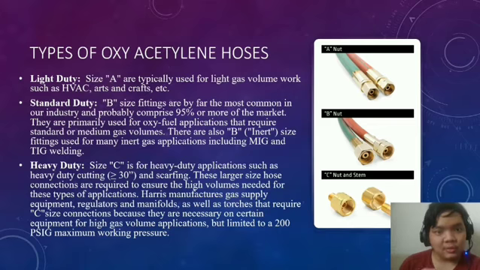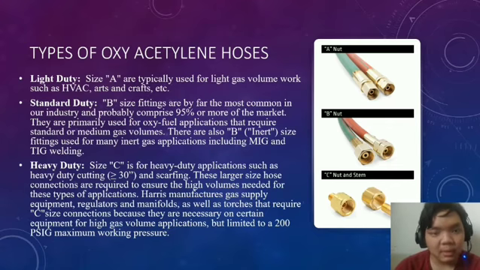But first, let's focus on the types of oxyacetylene hoses. What are the types of oxyacetylene hoses? The first one is light duty, which is size A, typically used for light gas volume work such as HVAC, arts and craft, etc. The second one is the standard duty, the common one, which is B size fitting, by far the most common in our industry and probably comprising 95% or more of the market.